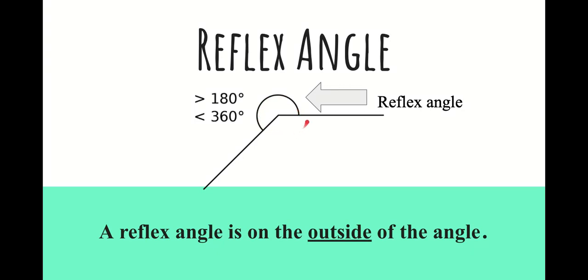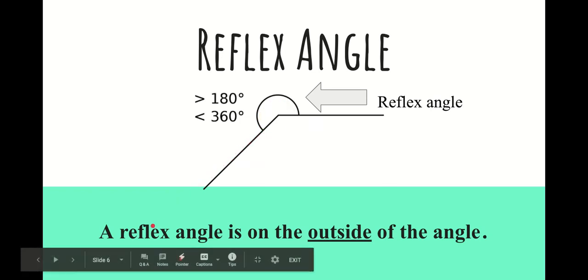So this here would be an obtuse angle. And the arc is showing us they want the measurement of the outside angle. So what they mean over here with this reflex angle is it's more than 180 degrees, because 180 degrees would be just a line, so it's larger than 180 degrees, but it's less than 360 degrees, which would be a perfect circle. So a reflex angle is on the outside of the angle.